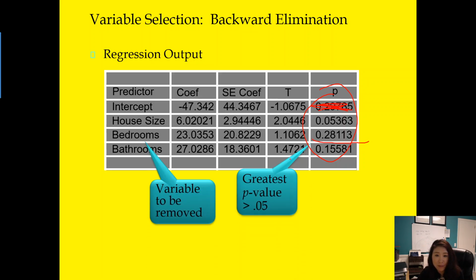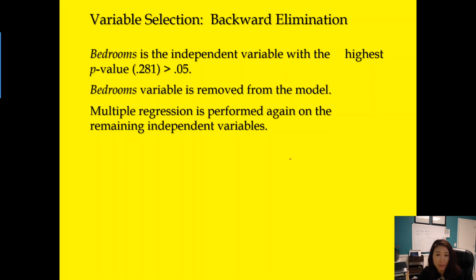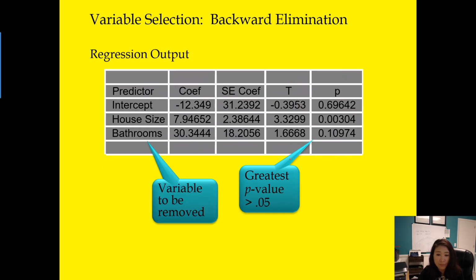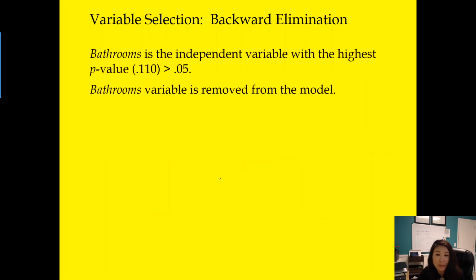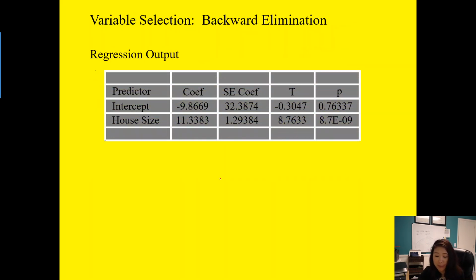So what we're going to do is go back to our original data set, delete the bedroom variable, and rerun the regression model with the remaining 2. This is our result. Now we notice the highest p-value is this one, still larger than 0.05. That corresponds to the bathroom. Therefore, we go back to our original data set, delete the bathroom, and rerun the regression model. Then we get this output.